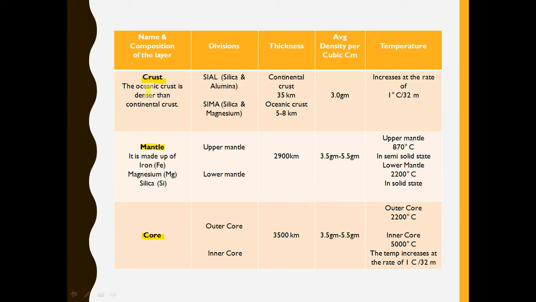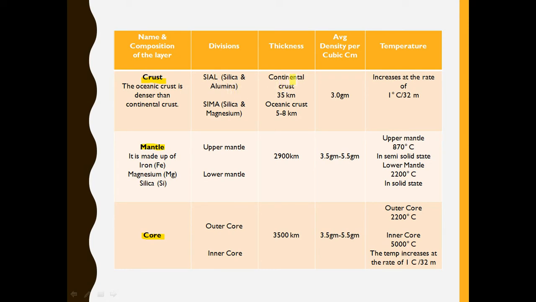Now, crust, as I did with you, has a thickness on the ocean floor of about 5 to 8 kilometers, whereas on the continental crust, it is about 35 kilometers. Mantle is made up of three minerals, that is iron, magnesium, and silica. Core is made up of two minerals, as I told you, NIFE, that is nickel and iron. Now, the divisions in the crust are Sial, which is on the continents, and Sima, which is on the ocean. Sima, silica and magnesium; Sial, silica and aluminium.